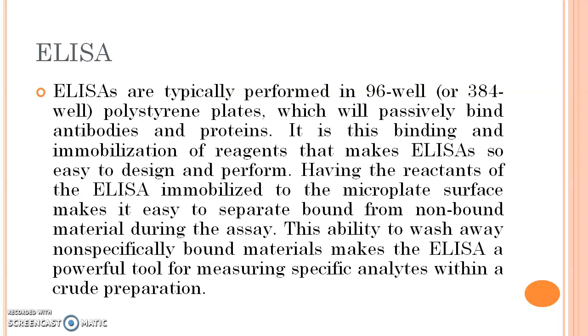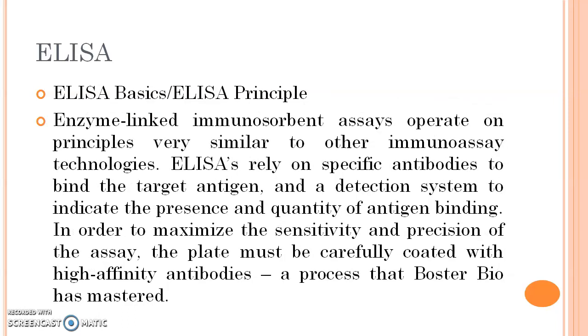ELISAs are typically performed in 96-well polystyrene plates, which passively bind antibodies and proteins. It is this binding and immobilization of reagents that makes ELISA so easy to design and perform. Having the reactants of the ELISA immobilized to the microplate surface makes it easy to separate bound from non-bound material during an assay. This ability to wash away non-specifically bound materials makes the ELISA a powerful tool for measuring specific analytes within a crude preparation.